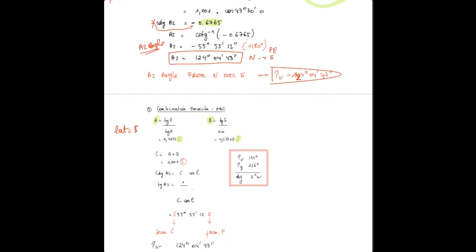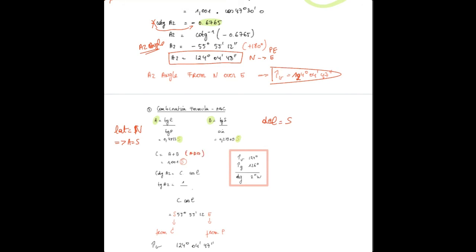Sorry, latitude is north, so A is south. B is always named the same as declination. My declination is south, so B is south. Okay, and then if A and B have the same signs, you have to add.